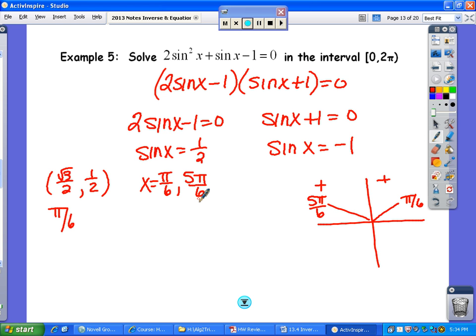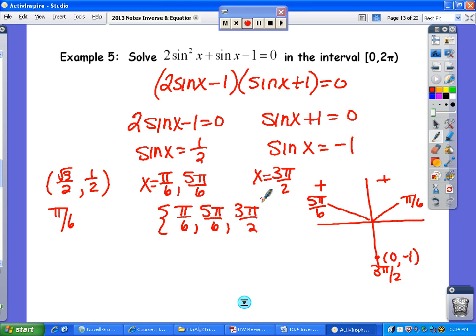All right, second part of the equation. Sine x equals negative 1. Where is sine negative 1? Well, it's going to be down here, right? 0, negative 1. Our y value is negative 1. That corresponds to the angle 3 pi over 2. So our third answer here is 3 pi over 2. So we have three answers: pi over 6, 5 pi over 6, and 3 pi over 2. Everything that makes those conditions true.